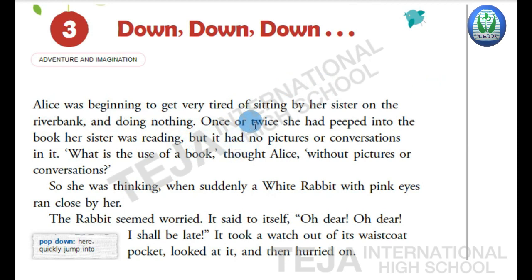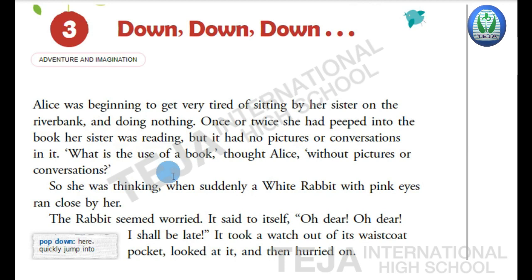In the middle, once or twice, she had peeped. That is, she looked into the book her sister was reading. But the book had no pictures or conversations. There were no pictures or conversation between the persons. That is, there was no talk between the persons. So no conversation, no pictures. Then Alice thought, what is the use of a book without pictures or conversation?